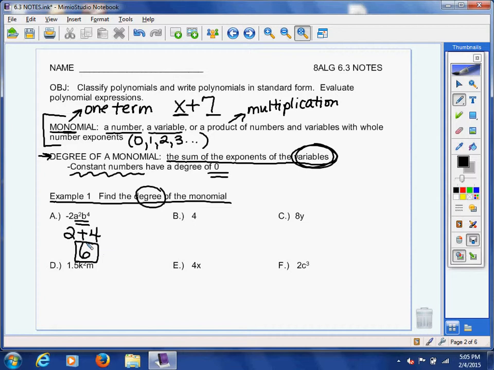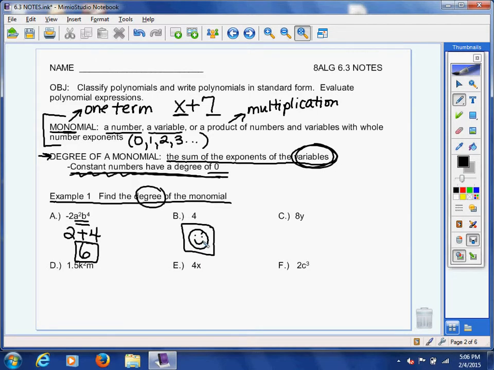Letter B. It's not got any variables. This is a constant number. Remember what I told you about constant numbers. They have a degree of 0. You're exactly right. Hey, let's make a little smiley face. There you go.